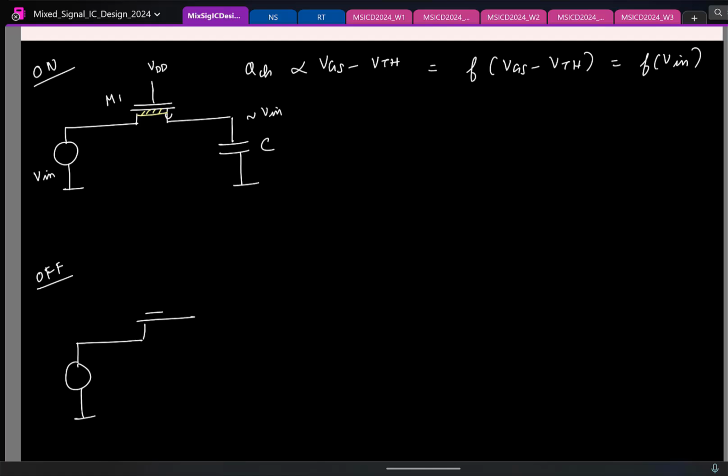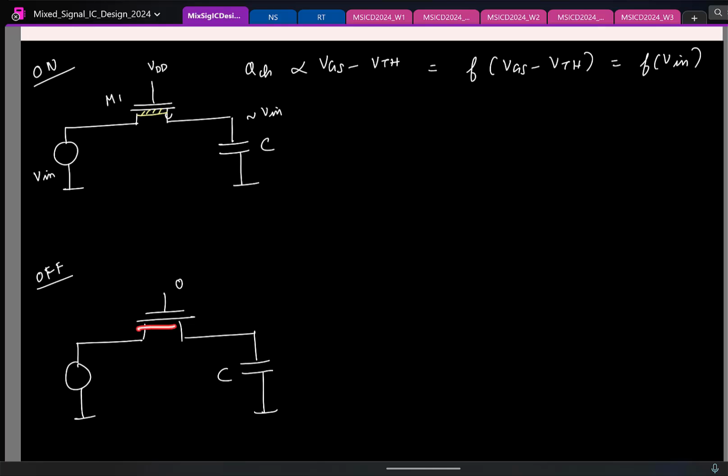What will I feed at the gate? 0. Now when the MOSFET is off, is there any current flow? No. So what can you comment about the channel charge then? No current is there, the MOSFET is off, there is no charge. So when the transistor was on a few moments ago, we commented that there was a charge. Now we switch it off, the charge disappeared.